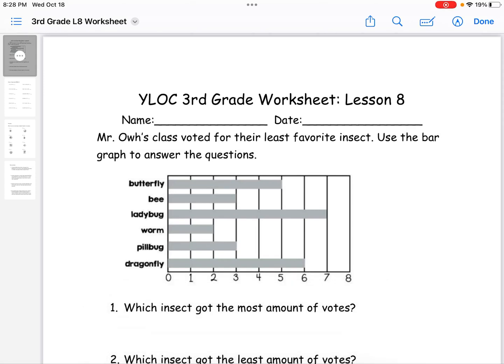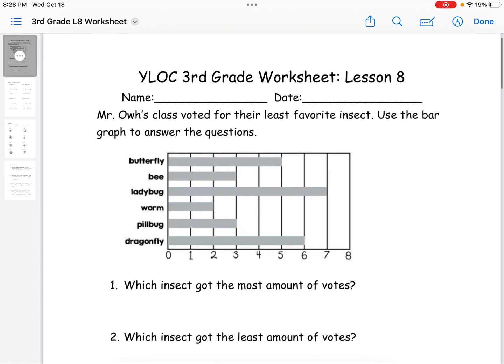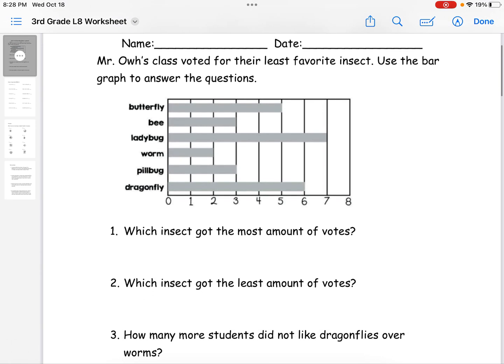Hello guys, today we'll be doing the 3rd grade lesson 8 worksheet. We start off with the first question, which says, Mr. O's class voted for their least favorite insect. Use the bar graph to answer the questions.